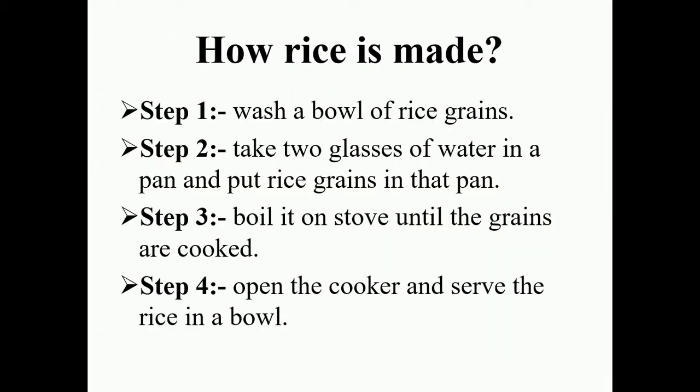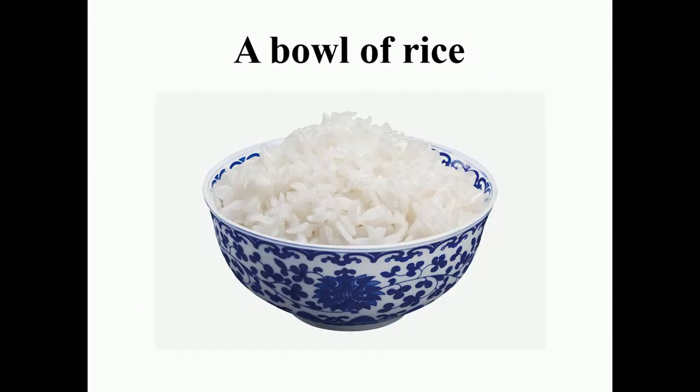Now we will learn how rice is made. Wash a bowl of rice grains. Take 2 glasses of water in a pan and put rice grains in that pan. Boil it on stove until the grains are cooked. Open the cooker and serve the rice in a bowl.